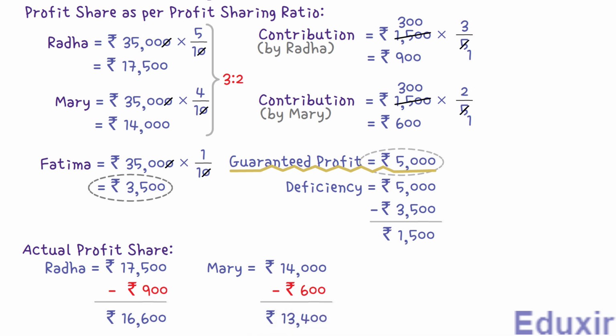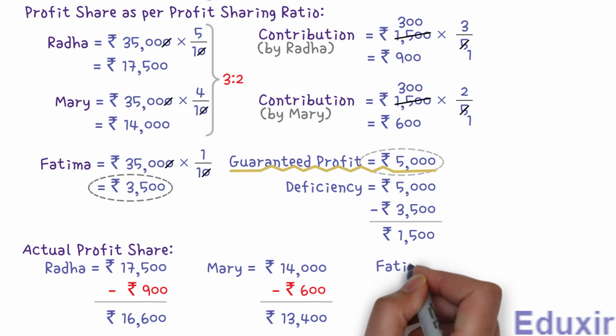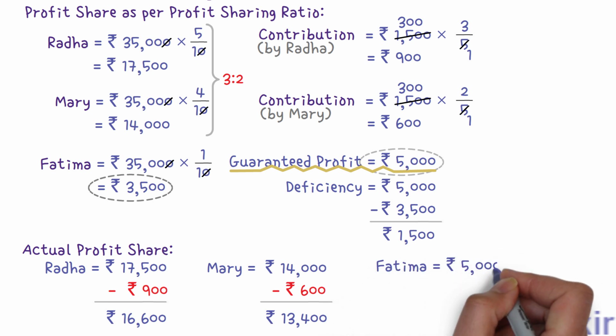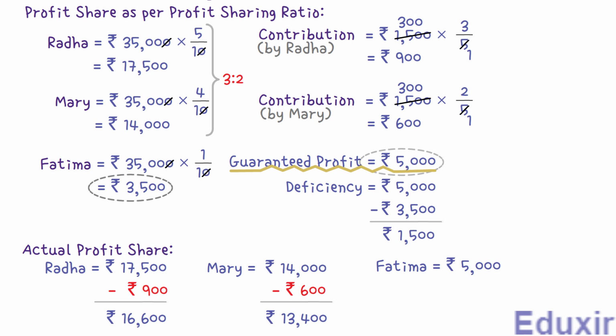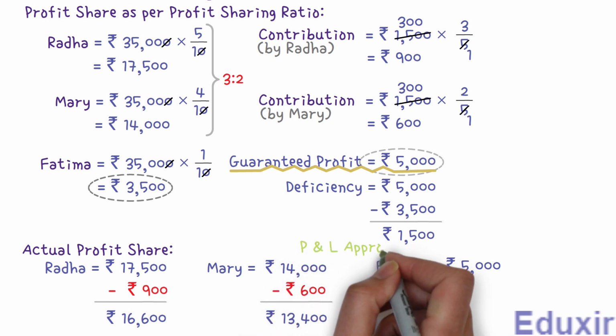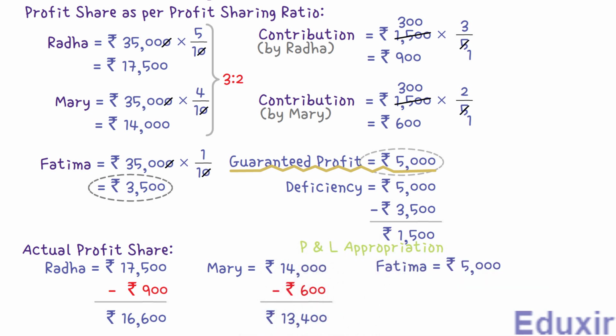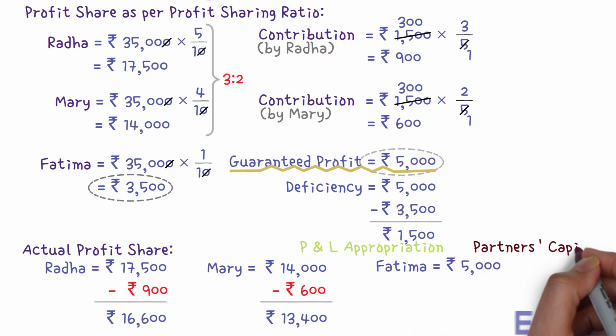And finally, the share of profit of the partner Fatima will be equal to her guaranteed profit amount of 5,000 rupees. Now, for distributing the profit, we transfer the profit amount from the profit and loss appropriation account to the partner's capital account for each partner individually. In other words, there is a decrease in the profit amount available in the profit and loss appropriation account. So, we should debit the profit and loss appropriation account. At the same time, as we are adding this profit share to each partner's capital account, the partners' capitals are increasing. So, we should credit the partner's capital account for each partner.